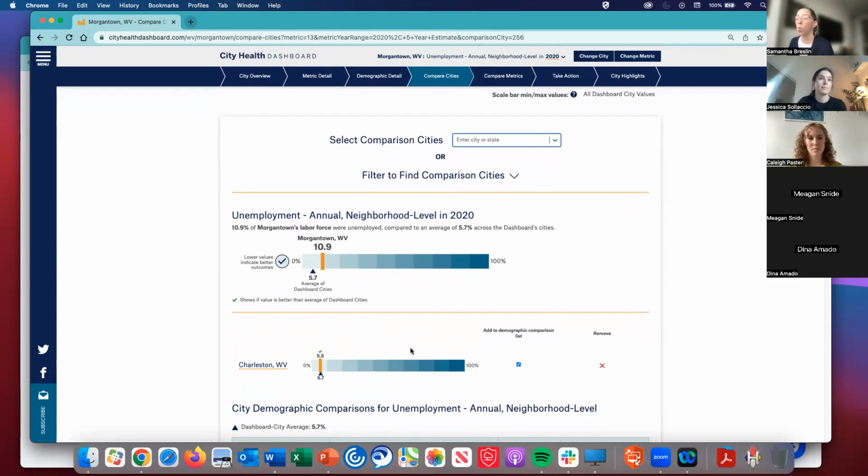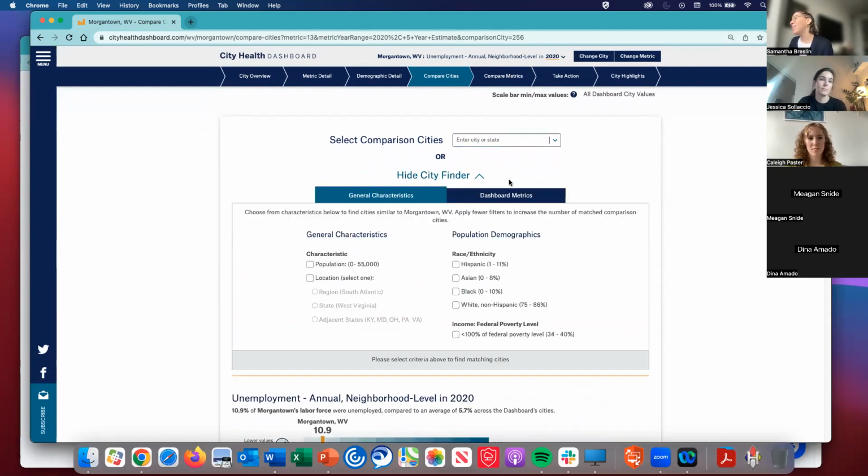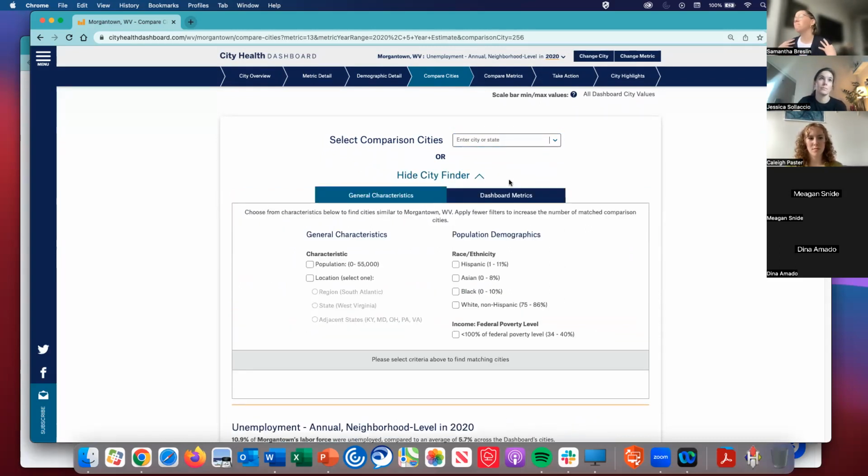And we can see Charleston's unemployment is much closer to that dashboard city average, and much lower than the unemployment rate in Morgantown. But let's say I'm a city planner in Morgantown, and I know that we're always getting compared to Charleston, and that's not really a great comparison. Charleston's much bigger than us. They have totally different demographics than we do in Morgantown, and it's just not really a fair comparison.